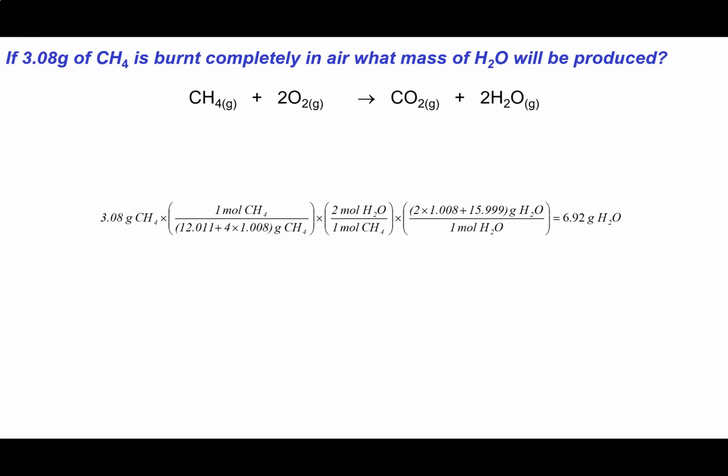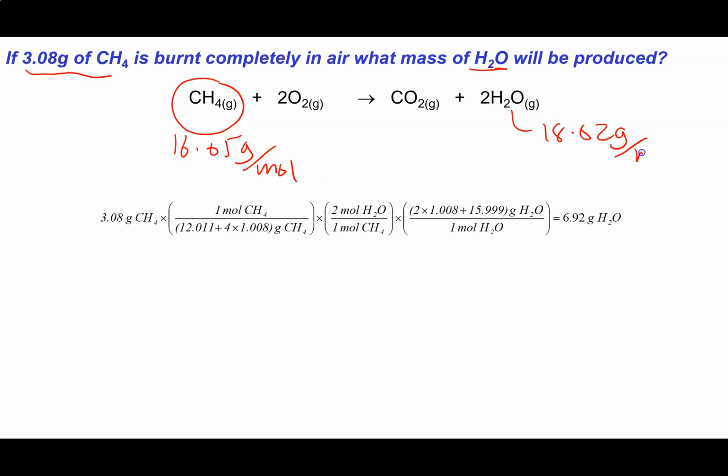This is an example. It says, if 3.08 grams of methane is burnt completely in air, what mass of water will be produced? So I know that I'm going to need my molar mass of methane. That's 16.05 grams per mole, and I'm going to need a molar mass of water, and that's 18.02 grams per mole. I also know that I'm going to need my mole ratio, and I get 2 moles of water for every 1 mole of methane.